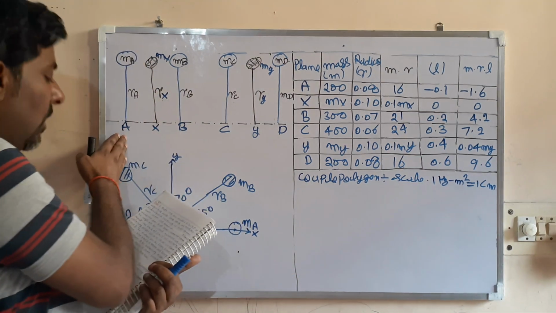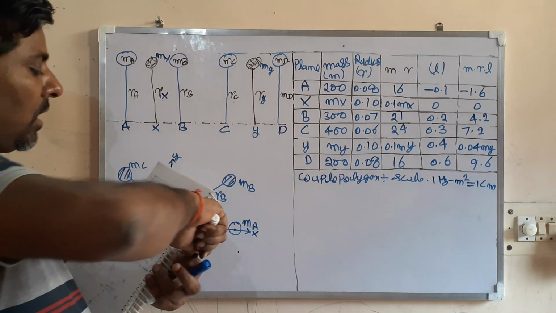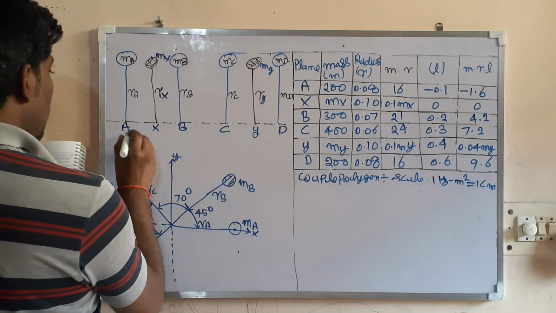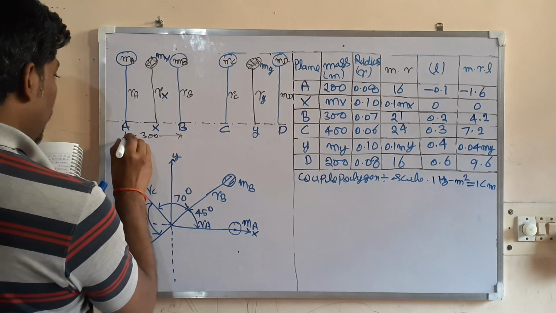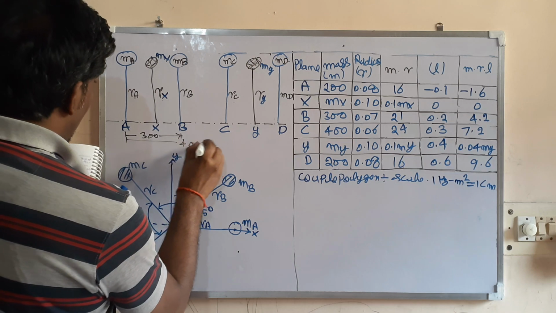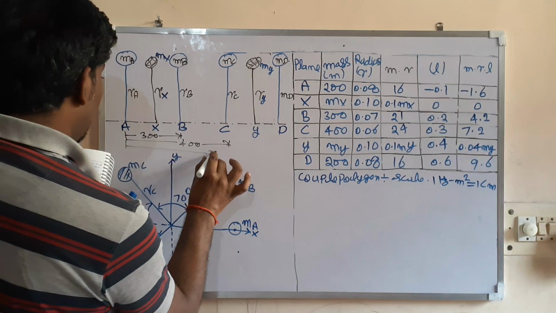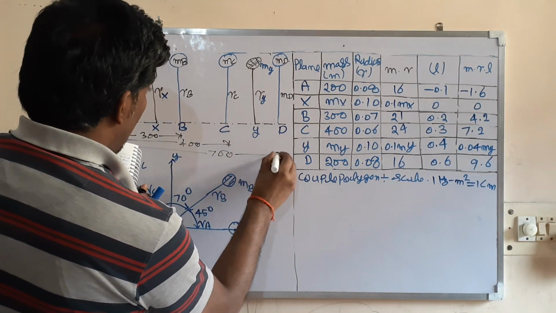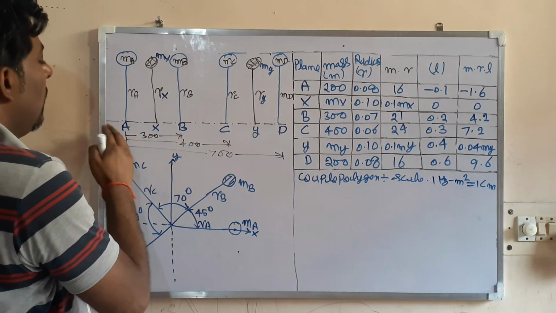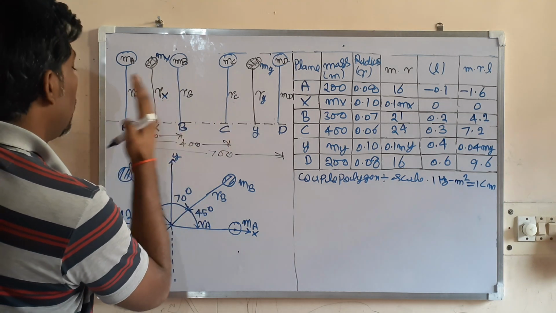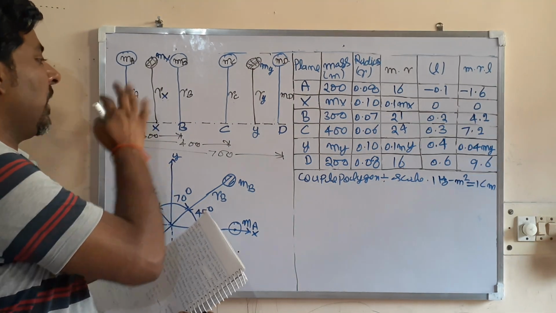They are measured from A at 300 mm, 400 mm, and 700 mm. So the first plane from here is at 300 mm, the next one is at 400 mm, and the last is at 700 mm. So planes B, C, D are from A at a distance of 300 mm, 400 mm, and 700 mm. The distance of the planes from A is given.